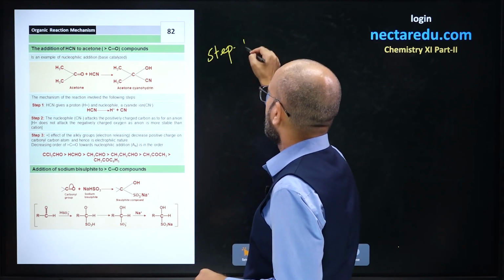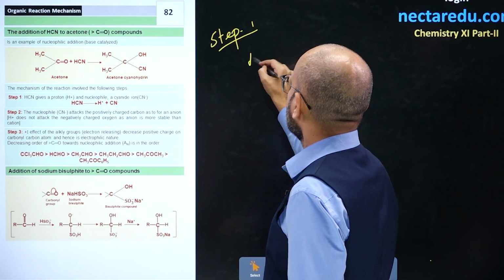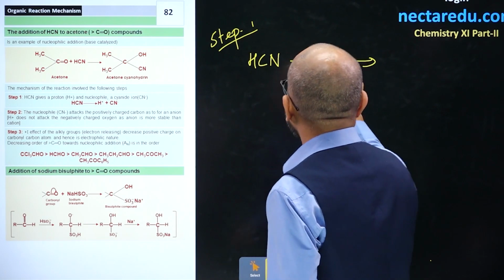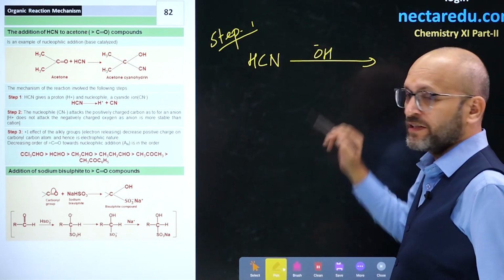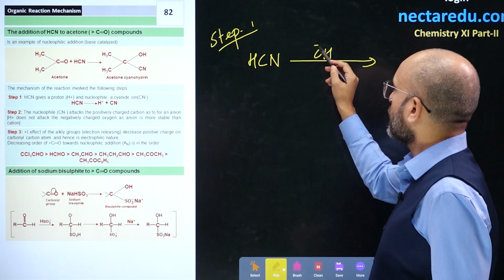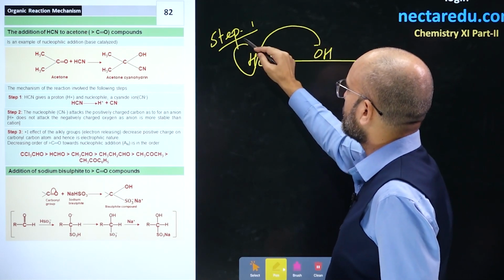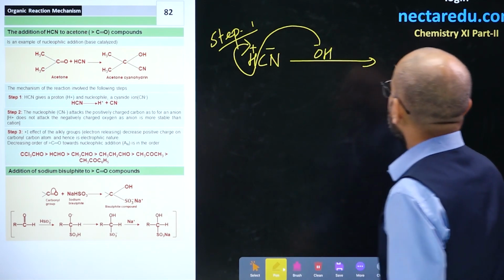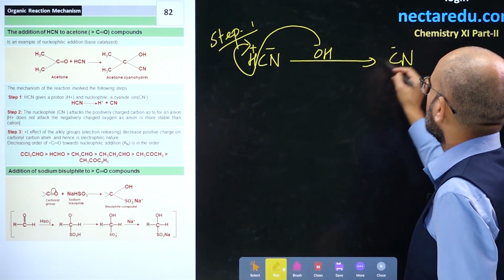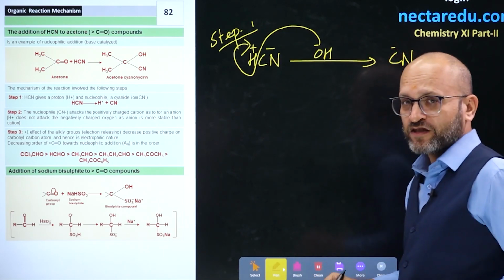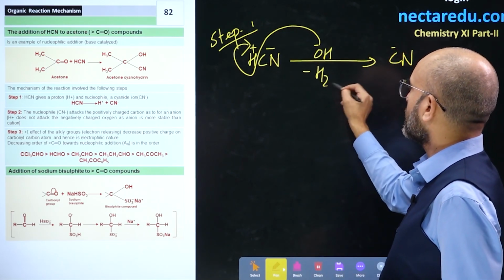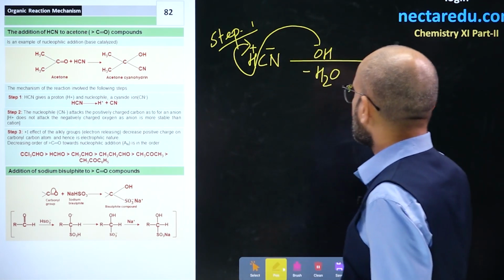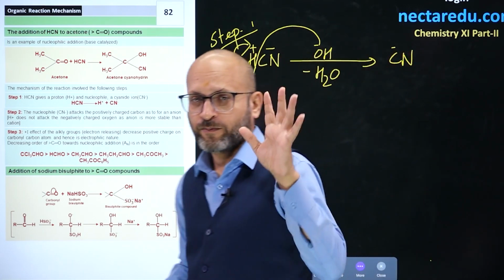In this step 1, we have HCN that undergoes ionization in the presence of basic medium. Because we are taking basic medium, we will write OH minus. So OH minus will take up this H plus. We will easily get CN minus. This OH minus attaches to H plus and gives out water. So CN minus is formed as a nucleophile. That is step 1. Cyanide nucleophile is formed.